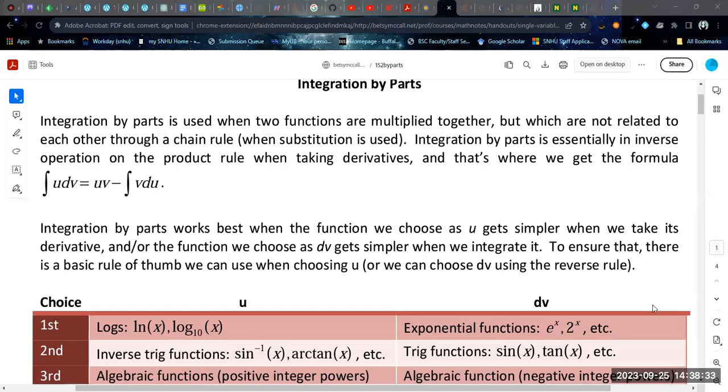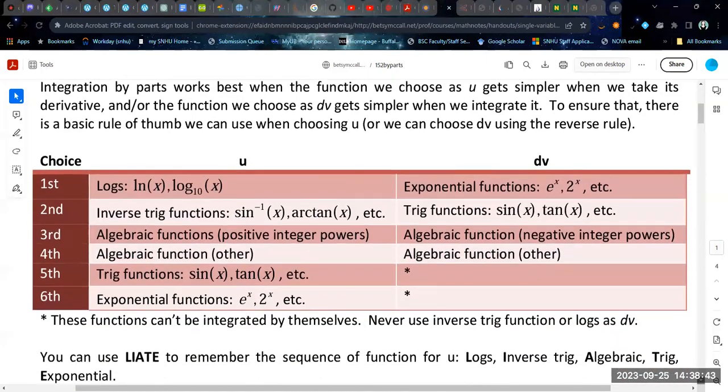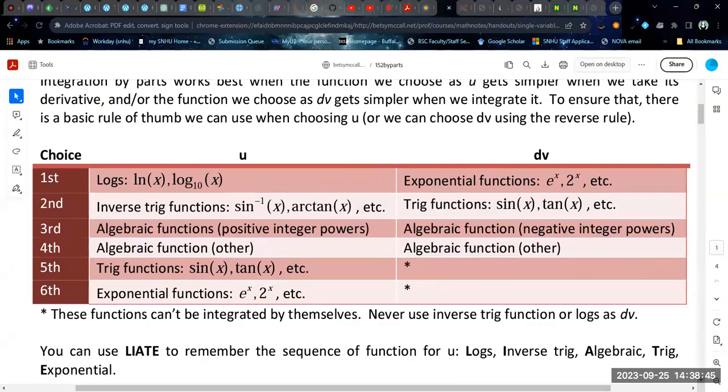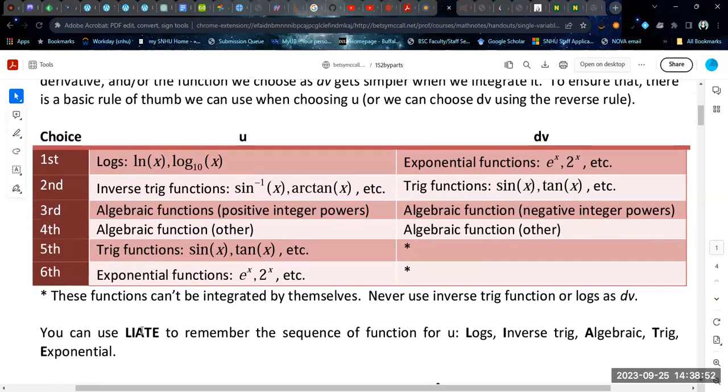Now, there are some rules of thumb for how to get us started when we choose u and dv when we have different combinations of functions. And so the first thing that we want to consider is how do we choose which function to be u and which function to be dv. Now, there is a general rule of thumb that you will sometimes encounter in some textbooks. I'm not quite sure how you want to pronounce this, LIATE or LIATE.